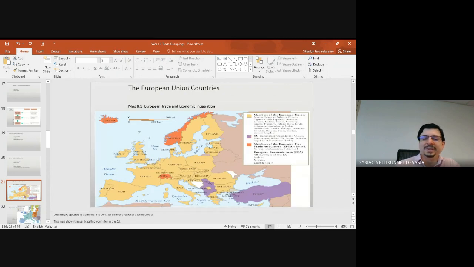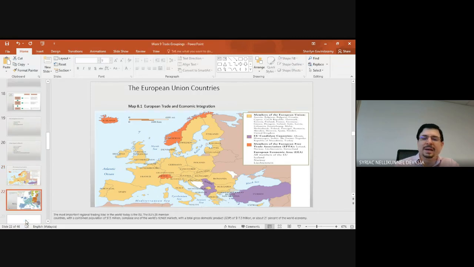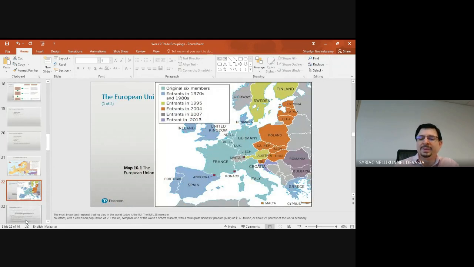So this basically refers to the European Union. Obviously, the UK is not part, so the UK should have a different color. All right. So the European Union countries, if you see, based on the color, you can see when they entered and so on. Okay. Original 6-member countries like Germany, Netherlands, Belgium, Luxembourg, France, Italy. Switzerland, not a member.